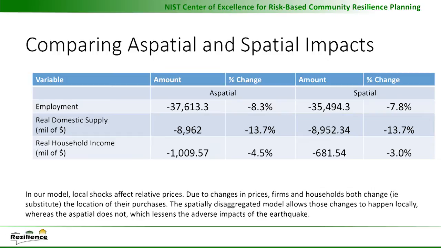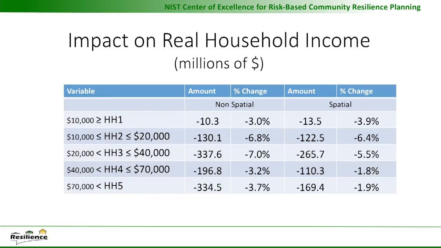So focusing on the difference in real household income, we've looked at the distribution of household income losses. Now, in the non-spatial model, all we have is 5 household groups. And we can see that HH1, families that make less than $10,000 a year, lose $10.3 million in household income, or 3%. Now, in the spatial model, we've added up all these different household groups from the 8 PUMA regions. So we have 8 HH1s, one in each of the 8 PUMA regions. So we add up the economic losses of HH1, or the lower income households, across the 8 PUMA regions.